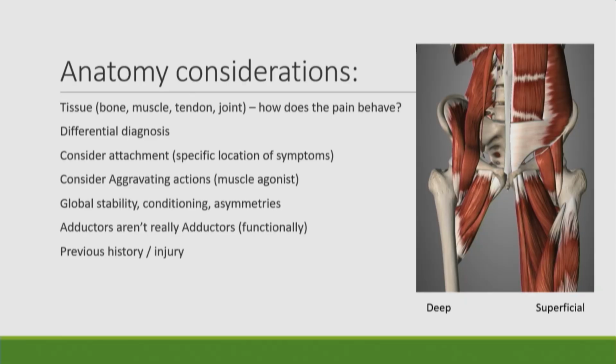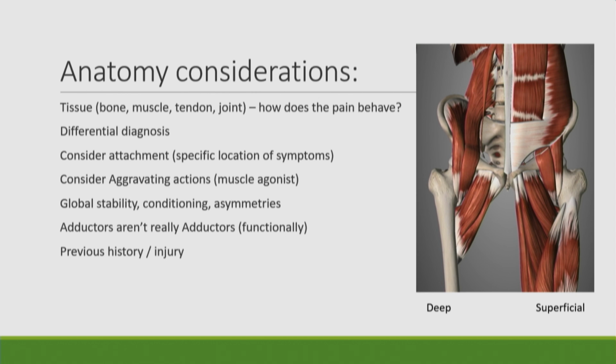So let's look a little bit deeper into the anatomy considerations of what this presentation looks like, because that's really important. We need to know what we're treating. So the tissue and how the pain behaves is a key telltale sign of what's going to be involved here. Is it bone, is it muscle, is it tendon, is it joint? They all behave differently. We need to consider the differential diagnoses as well, which we're going to go through, I think, in the next slide, of what might be involved here, so not to be ruled out.